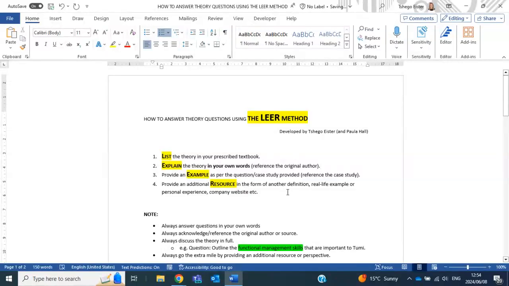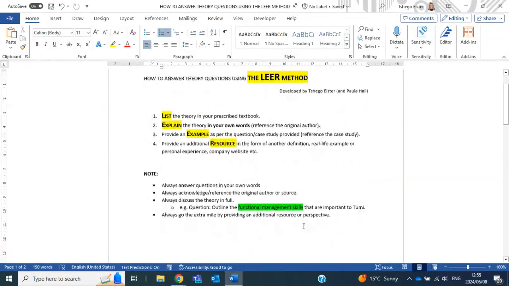And this could be in the form of another definition that you get from another source, a real life example of the phenomenon that is being talked about, or your personal experience, because I know a lot of our students are working. So perhaps in your work experience, you've encountered some of these concepts, and you can then discuss them or provide them as additional resources over and above the case study that has been provided. And then another good one is to go to the company website and Google the same phenomenon again. If let's say the case study is about Checkers, then you would then Google Checkers.